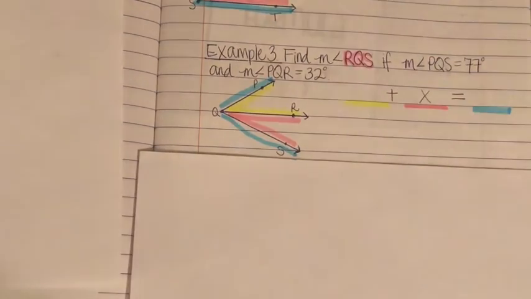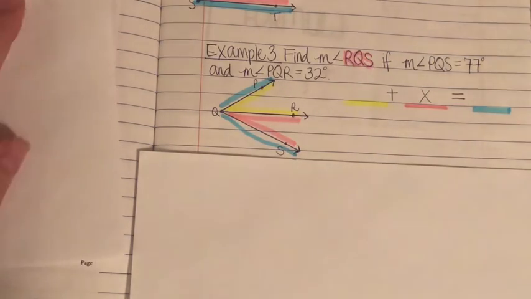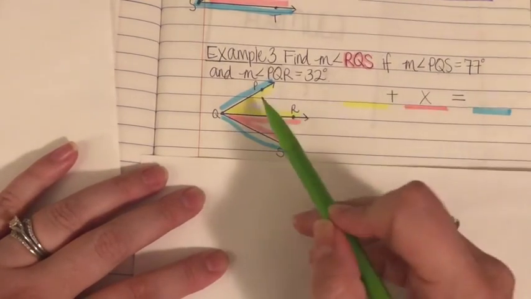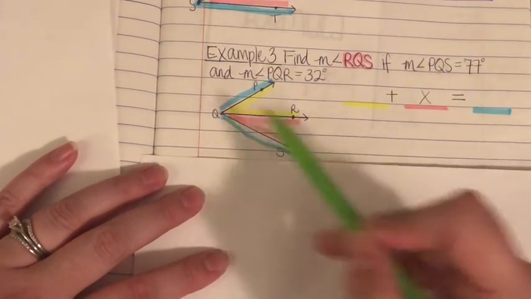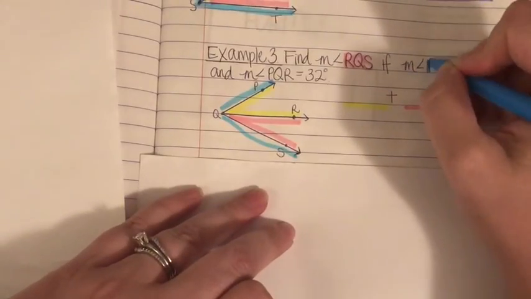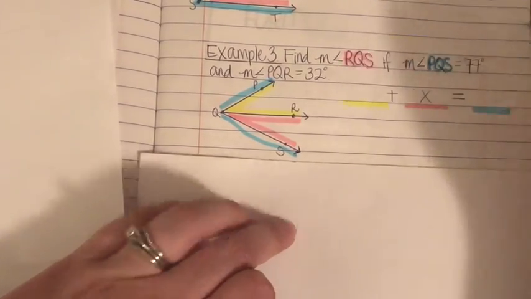It's going to be X. They want me to find it. I want you to find it. X, okay? P, Q, S. Let's find the letters. P, Q, S. That's the blue one. P, Q, S is the blue one.